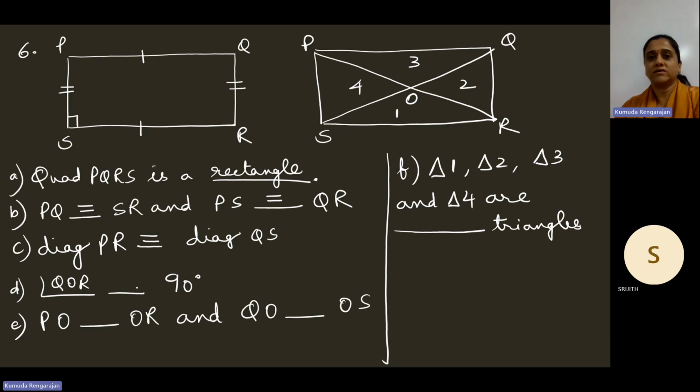Then angle QOR. The diagonals are not perpendicular to each other, which means angle QOR is not equal to 90 degrees. Then, do the diagonals bisect each other? Yes, everywhere. In parallelogram, rhombus, rectangle, square, in all four quadrilaterals, the diagonals bisect each other. So PO. Correct.